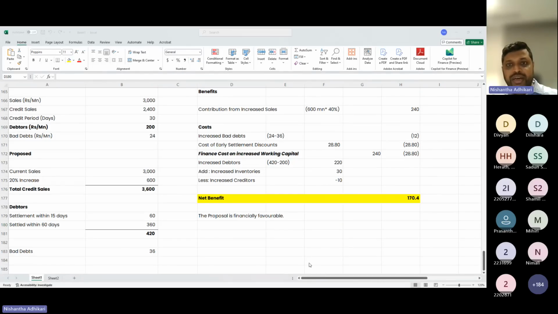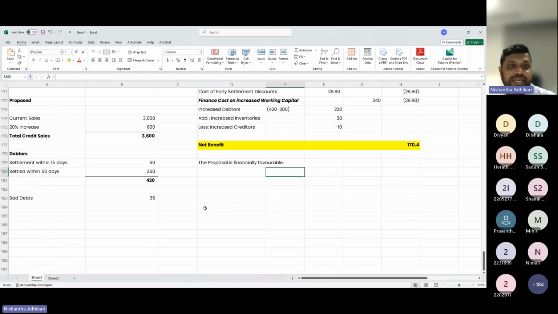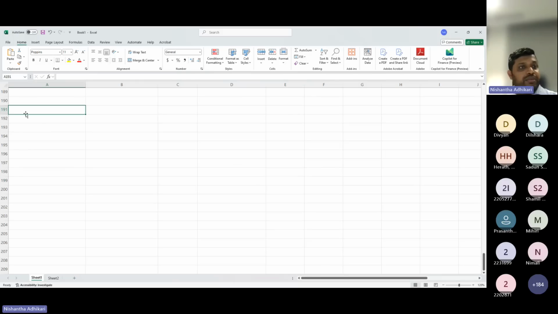The next one, what it asks, right. What are the alternative financing methods? What can you do to finance this working capital requirement? Your debtor balance went up, inventories went up. What can you do? Alternative financing arrangement. Now you have financed your working capital through an OD facility. What are the alternative ways of financing this working capital? This is part B of the question.